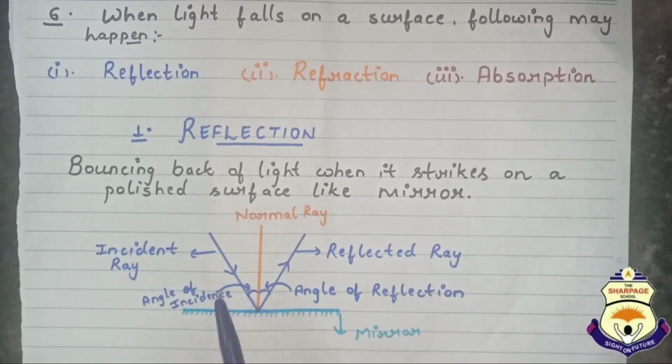And students, the ray coming directly from the source of light is called the incident ray. When the incident ray falls on the mirror, it makes an angle with the normal ray. That is called the angle of incidence. While the reflected ray makes an angle with the normal ray, that is called the angle of reflection.